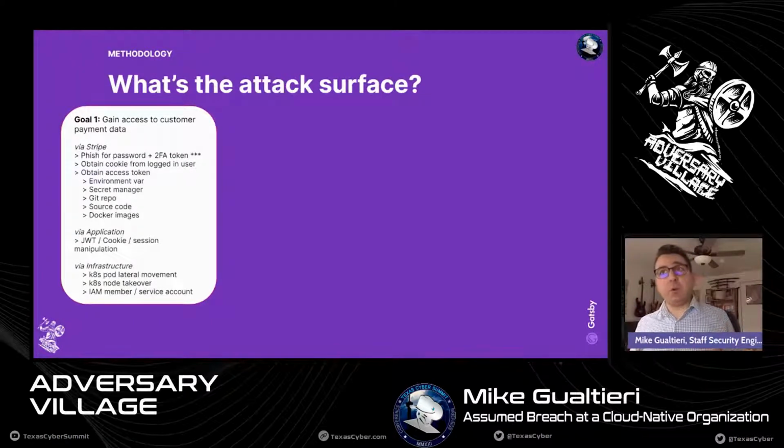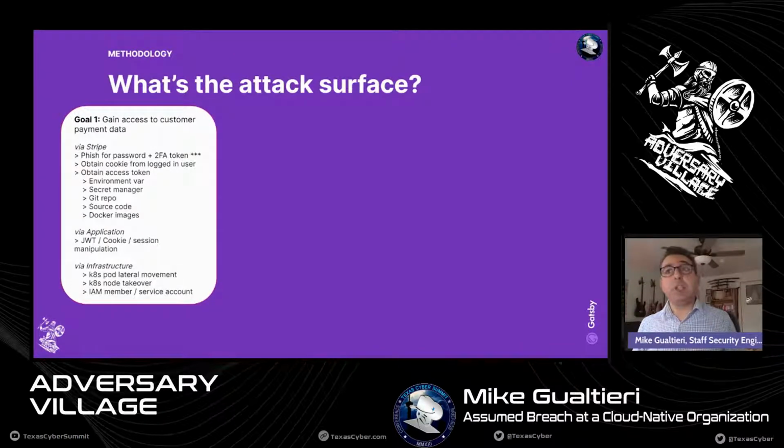You could phish for a Stripe password and two-factor authentication token, but I really don't recommend that. A big word of caution is that you might not want to point phishing attacks at a platform as a service provider. It's maybe against their terms of service, and while criminals won't care, you should. But there are other ways to gain access, like obtaining a cookie for a logged-in user. We can gain access to the Stripe access token that the application uses, and that might be present in environment variables. It might be in a secrets manager. It could have been committed to a Git repo.